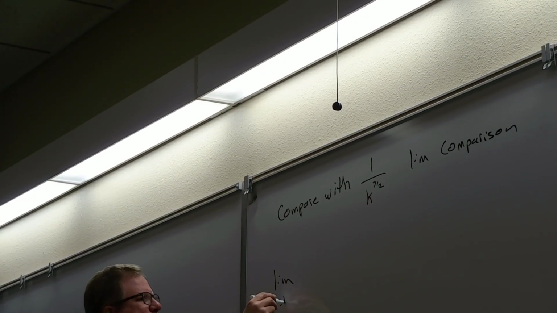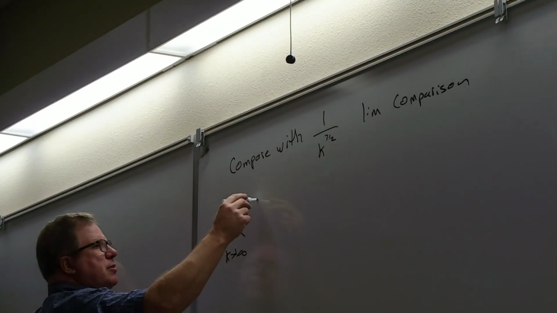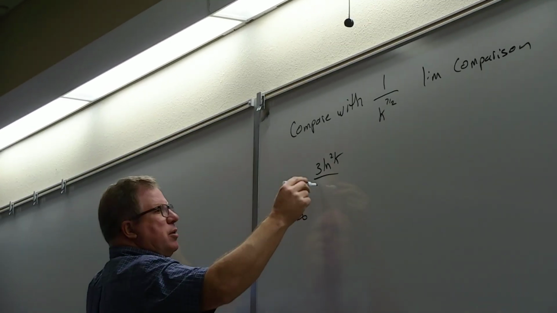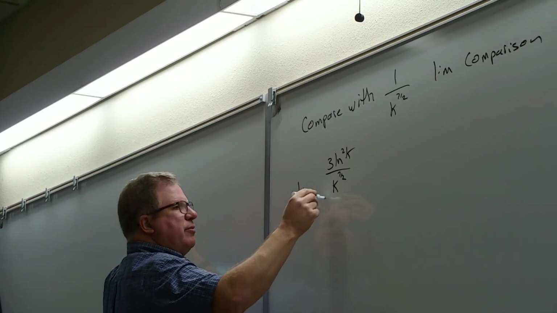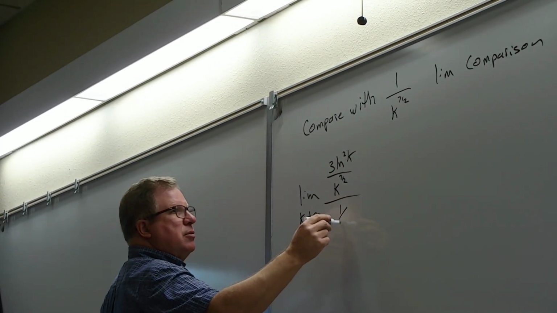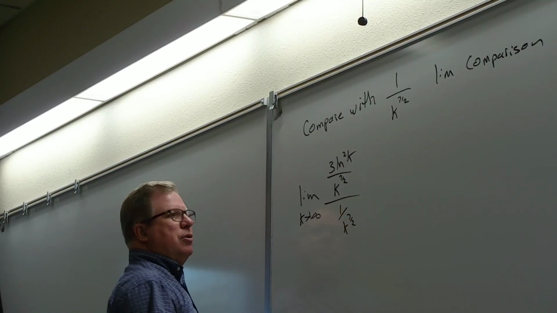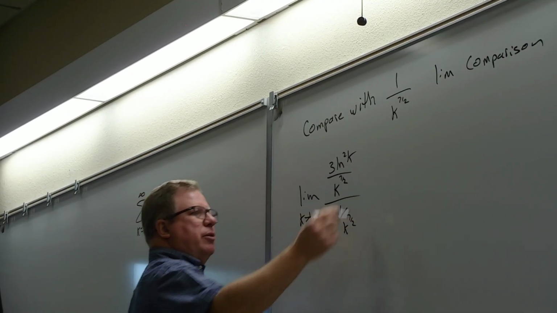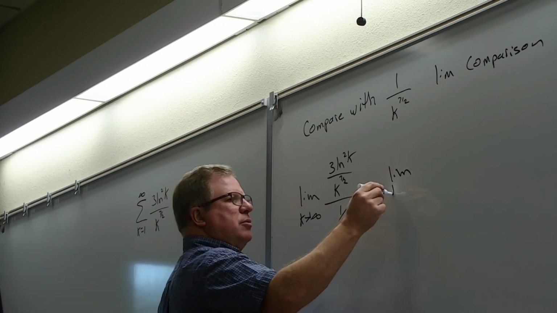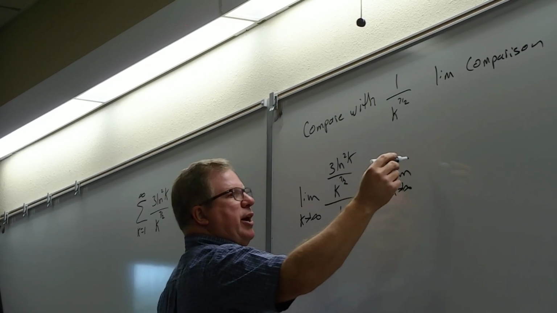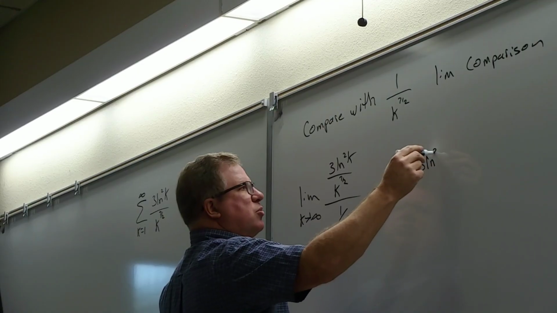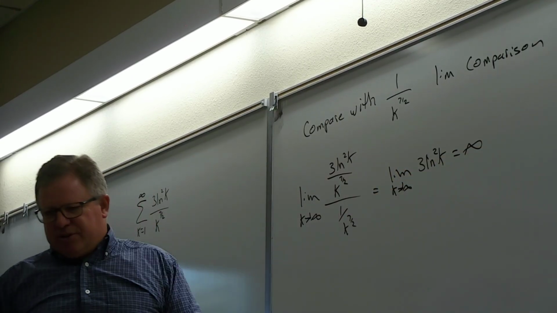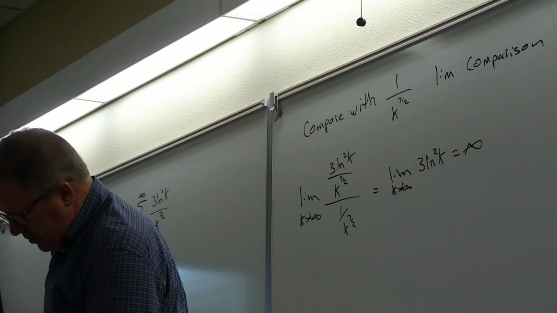Limit as k goes to infinity of this over k to the 7 halves over that. Well, what's going to happen to those k to the 7 halves? They're going to cancel out, and we have 3 ln squared k, and that's going to equal infinity. What does that limit comparison test say?